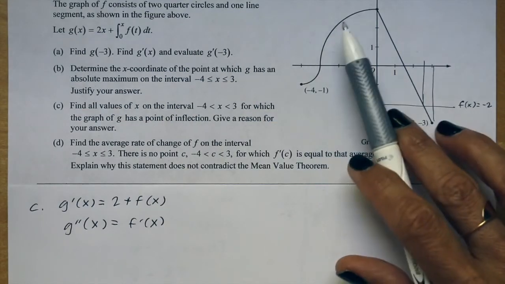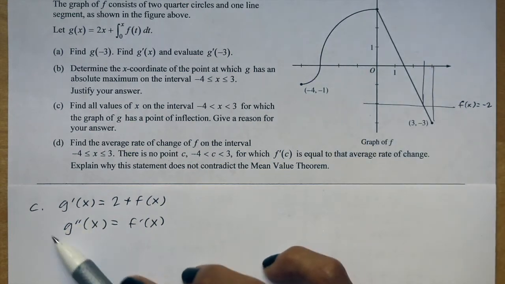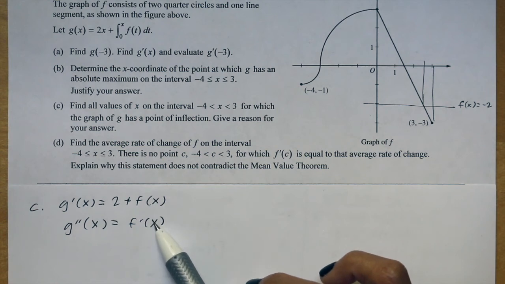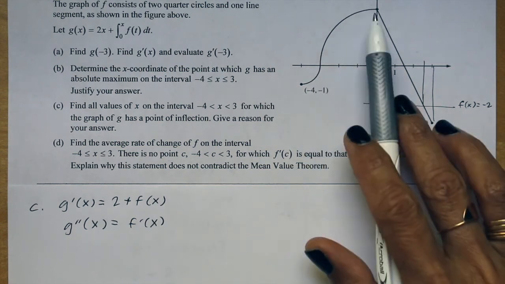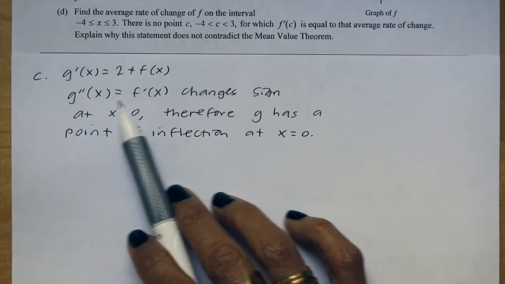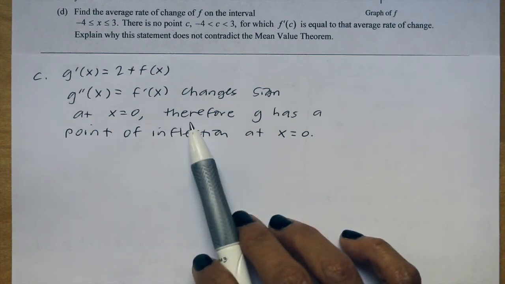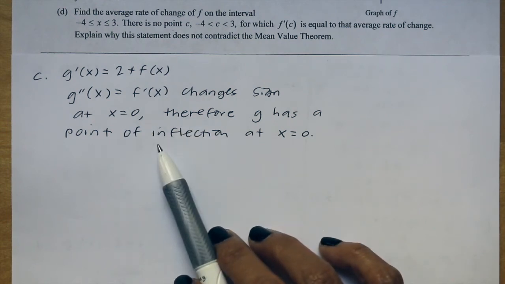Here on the left, you have positive slopes, and then from 0 on, you have a negative slope. So g double prime, which equals f prime, changes sign from positive to negative at x equals 0. So I wrote that out. g double prime of x equals f prime of x changes sign at x equals 0. Therefore, g has a point of inflection at x equals 0.